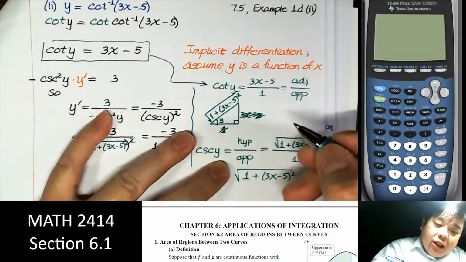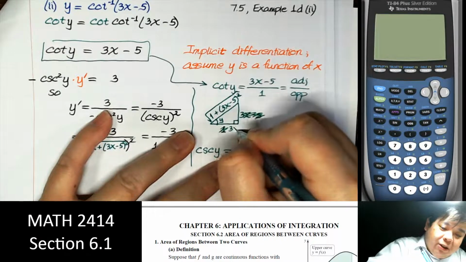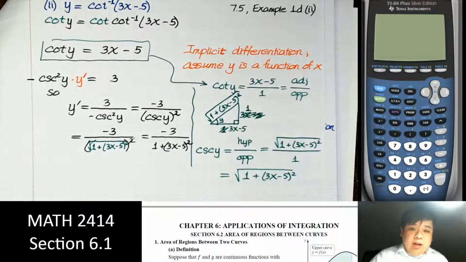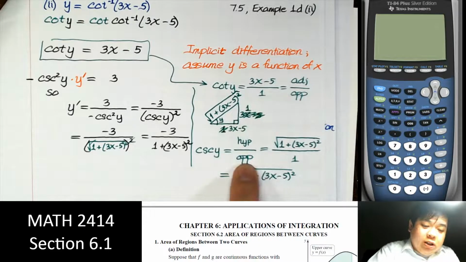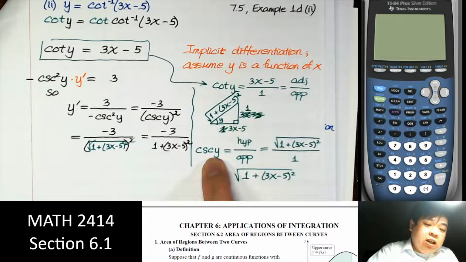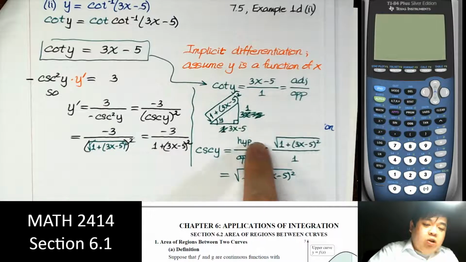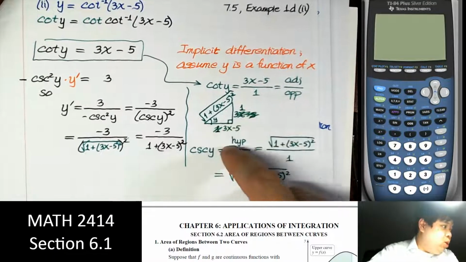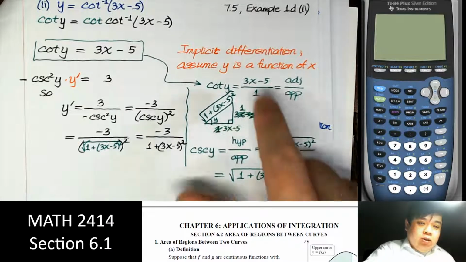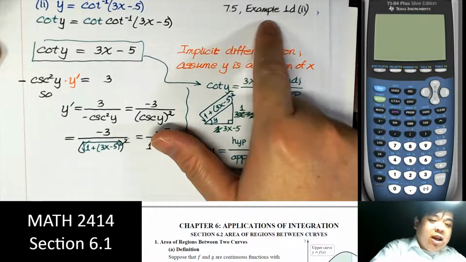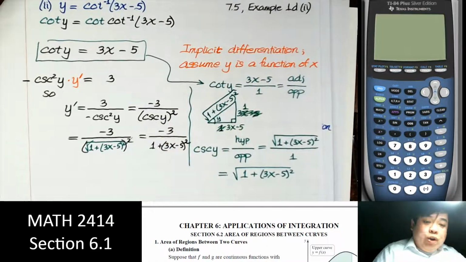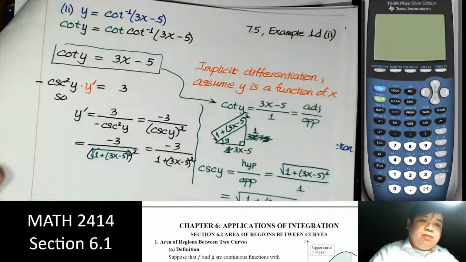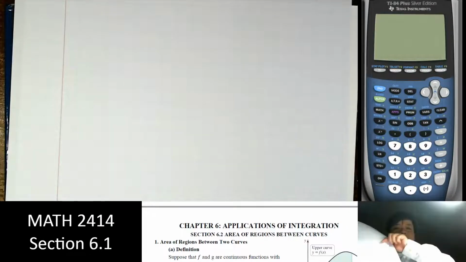Adjacent should be x minus 5, and opposite should be 1. But when I put in the formula, cosecant is 1 over sine, and hypotenuse over opposite, so it is 1. So actually, the math is correct. I just got them switched up. Right. So that is section 7.5, example 1D2 that we did on the first day. The last example on the first day, actually. Right. So that's the first one.